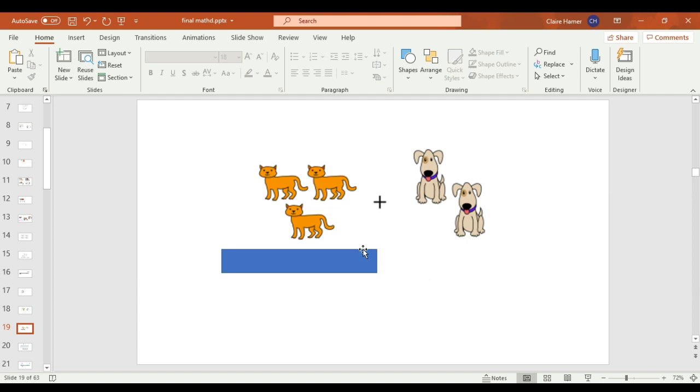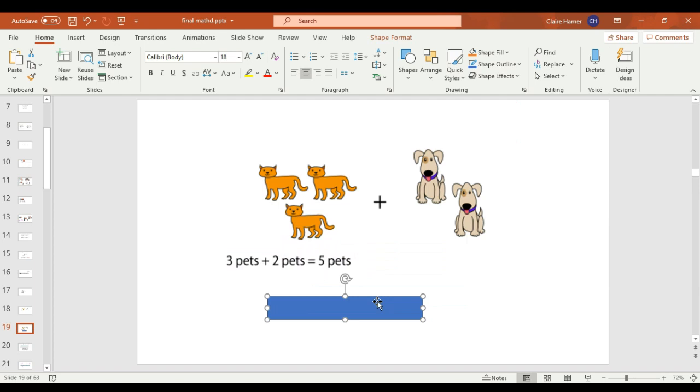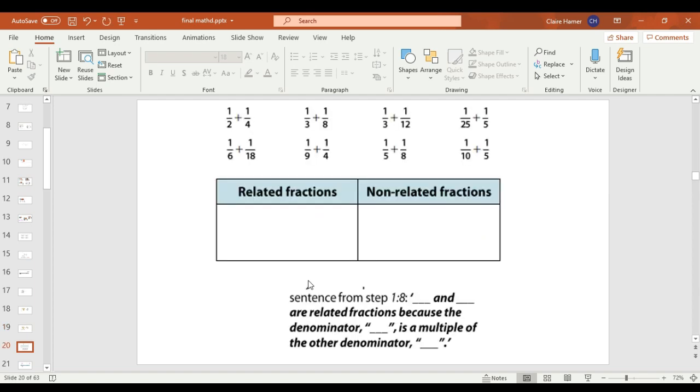Okay, I thought you might say 3 pets add 2 pets equals 5 pets. Or you might say 3 animals add 2 animals equals 5 animals. Notice how we've had to find a common denominator to be able to answer this question, because we couldn't say cat dogs. They don't exist, do they? So that helps us with our fractions.